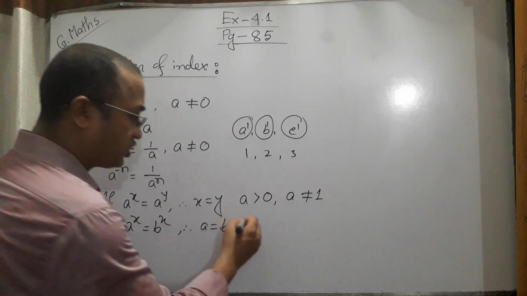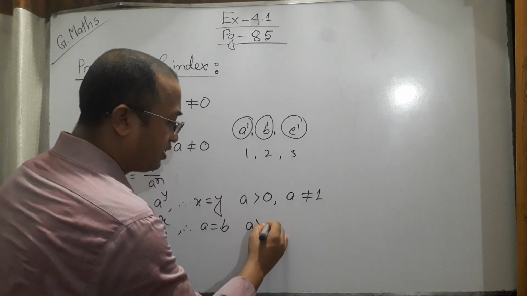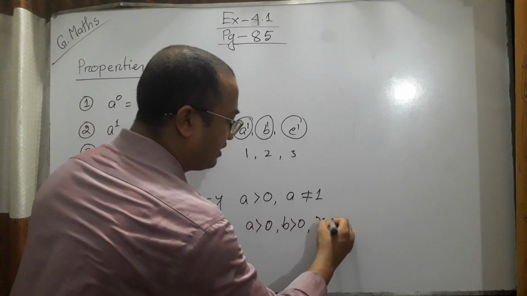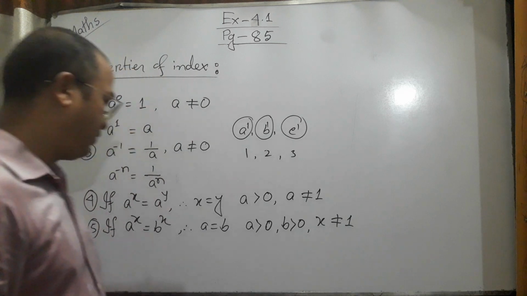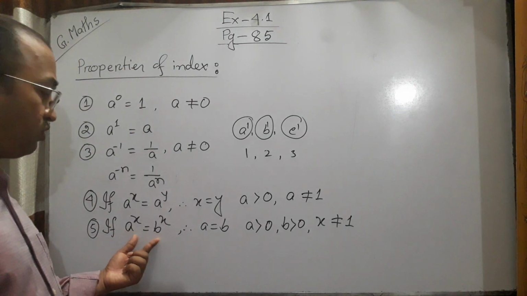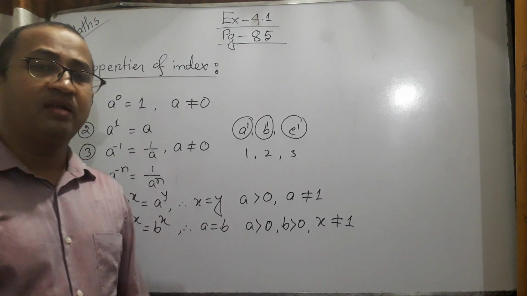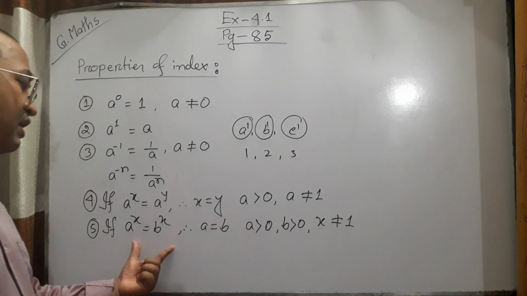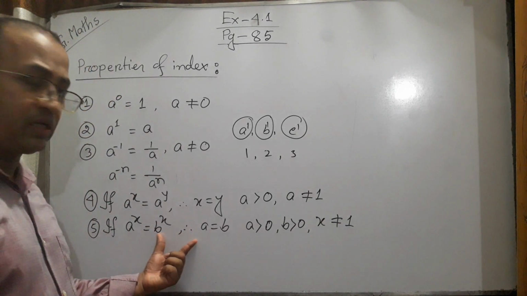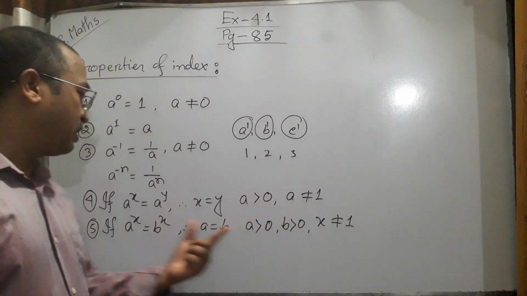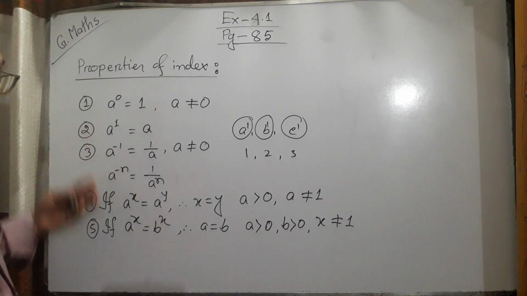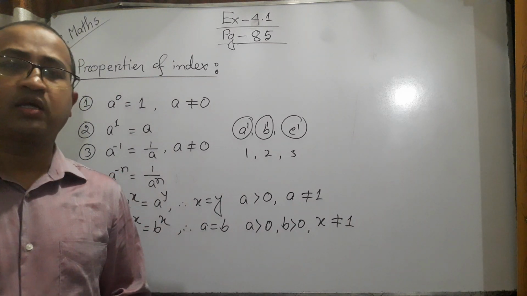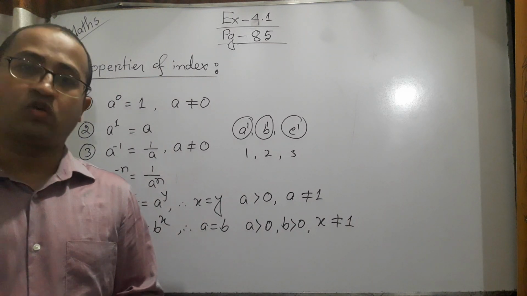It has also a condition: a greater than 0, b greater than 0, and x is not equal to 1. For this condition we can write these properties. These 5 are the properties of the index. We will apply these when we solve maths.